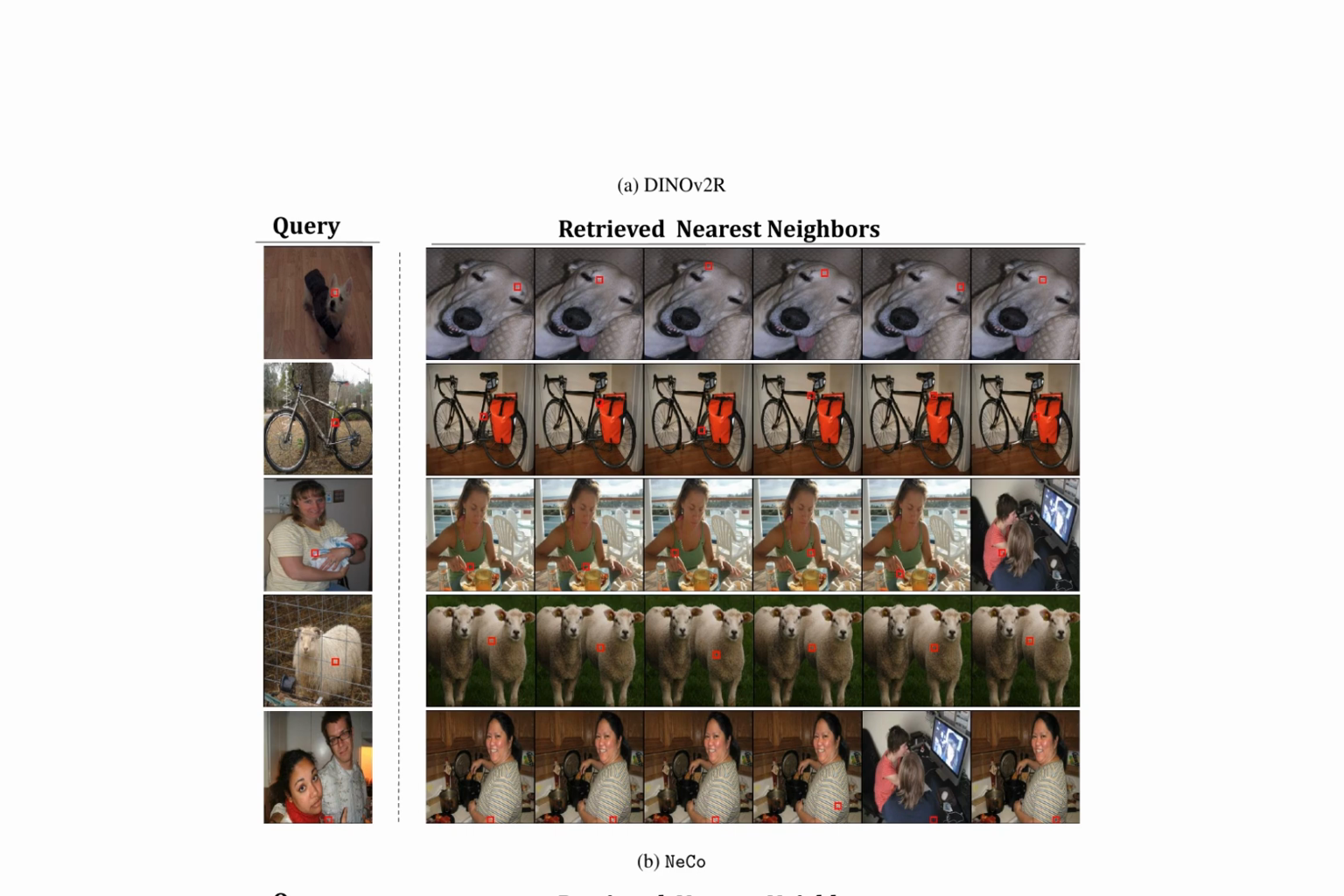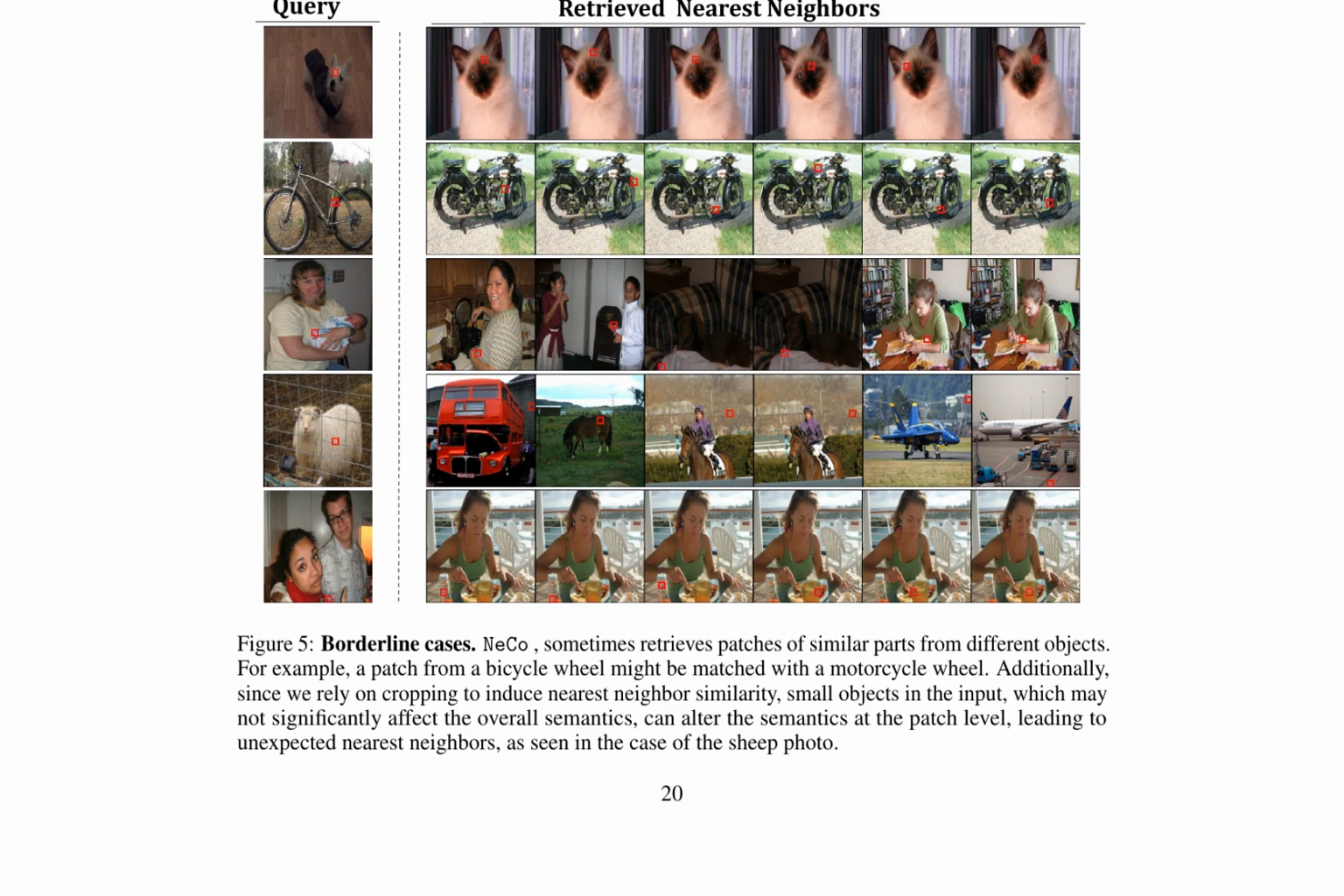However, Figure 5 indicates that NeCo sometimes retrieves patches of similar parts from different objects, such as a bicycle wheel and a motorcycle wheel, due to the cropping method used. This can lead to unexpected nearest neighbors, as seen in the case of the sheep photo. The paper emphasizes the importance of understanding these borderline cases to improve the model's performance and robustness.